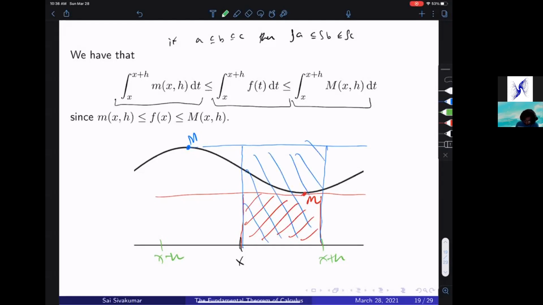And then finally, we have the integral of f of t from x to x plus h. But this integral represents the area under the curve, so perfectly captured. So it's this thing here. Maybe I'll draw it like this. That's not that good, but I hope that makes sense. So the big blue rectangle is bigger than the green area, but the green area is still bigger than the red area. And that's what this inequality visually looks like.